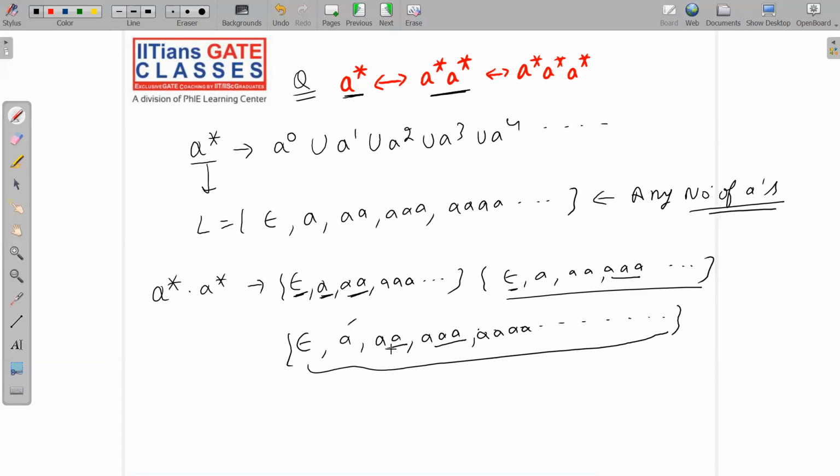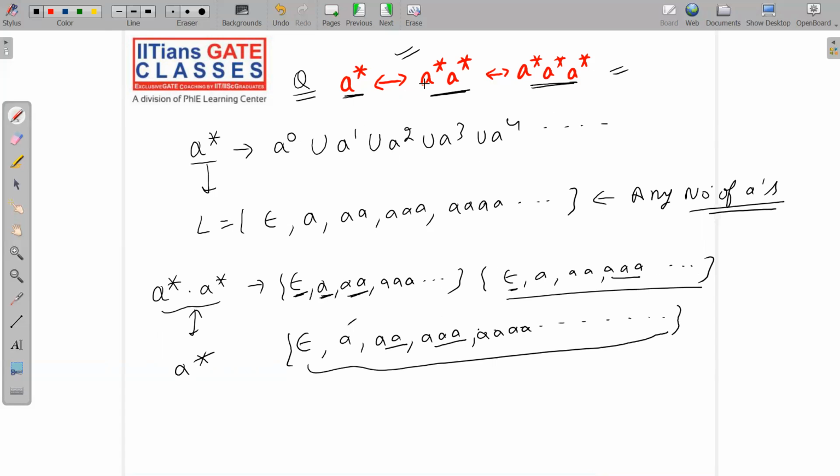Okay, so double a with null is double a only. Double a with a is triple a, and so on. Every string is present here. So I hope I have made the point clear that a star dot a star is nothing but a star only. So this point is already proved. Similarly, you can prove this also. This is homework for you.